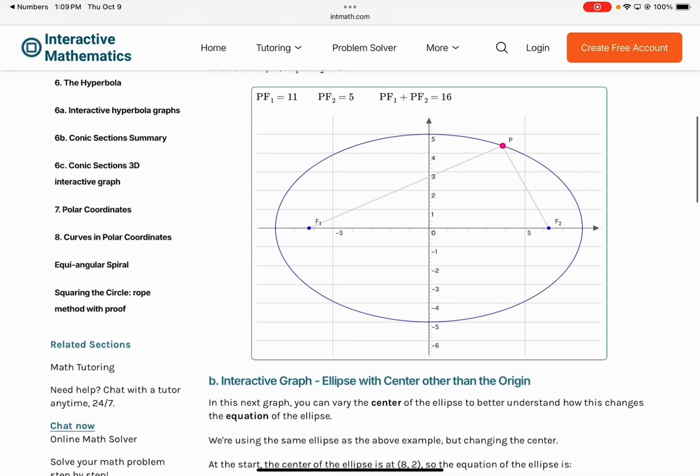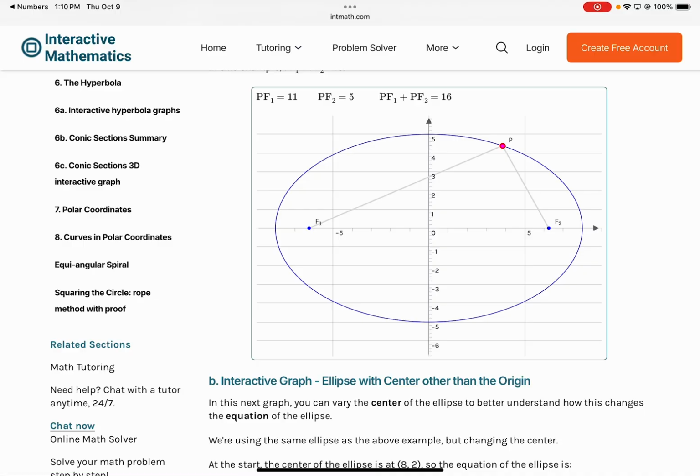Scroll down a little bit. Okay, here we go. So I have an ellipse here. I have the foci that are marked out as well, and you'll see that there's a point on the graph, P, okay? Now, this distance from P to F sub 1 and P to F sub 2 are called out up on the top of that box. So PF sub 1, PF sub 2, 11 and 5.